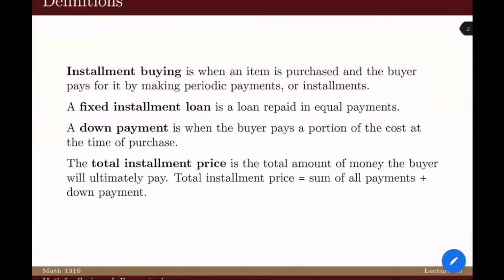Some definitions. Installment buying is when an item is purchased and the buyer pays for it by making periodic payments. A fixed installment loan is a loan repaid in equal payments. A down payment is when a buyer pays a portion of the cost at the time of purchase, and a total installment price is the total amount of money the buyer will ultimately pay. Total installment price is equal to the sum of all payments plus the down payment.